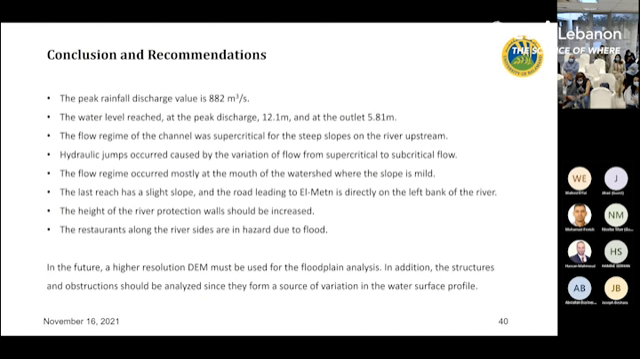The height of the river protection walls should be increased. The restaurants along the river sides are hazarded by the flood. In the future, we should use a higher resolution DEM for the floodplain analysis, since we worked on the hydrologic and hydraulic profiles mainly, and we should add the structures and the obstructions for better analysis.